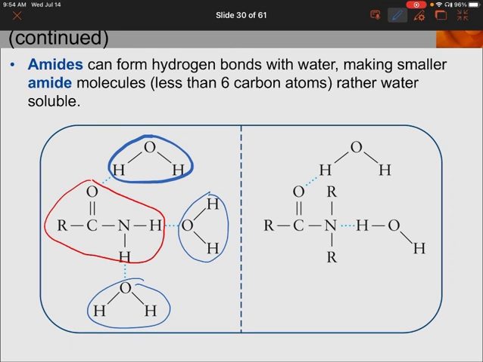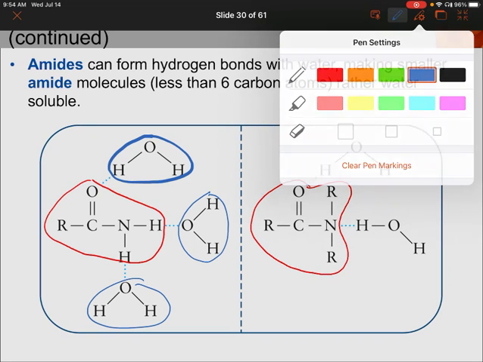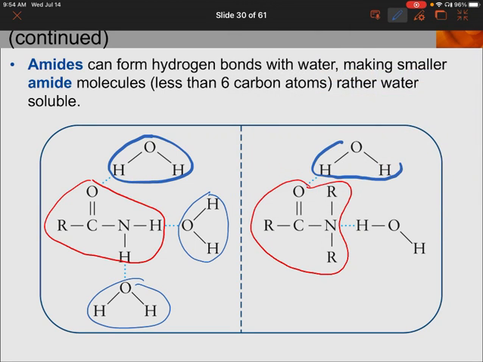Now, what if your amide is more substituted? So here we have an amide where the nitrogen is no longer bonded to 2 hydrogens. Instead, it's bonded to 2 alkyl groups. You can still have hydrogen bonding between the carbonyl group and water, as well as the nitrogen and water. But there's less opportunity for hydrogen bonding in general.